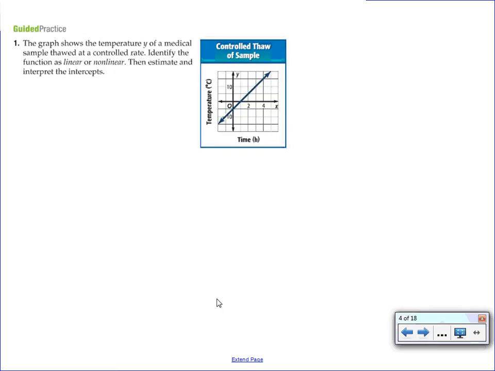Okay, here's one for you to look at. This is your guided practice number 1. The graph shows the temperature y of a medical sample thawed at a controlled rate. Identify the function, is it linear or nonlinear, and then estimate and interpret the intercepts. One, you want to estimate where they are. And two, you want to interpret what they mean. What do you think it means about where those two intercepts are? Okay?